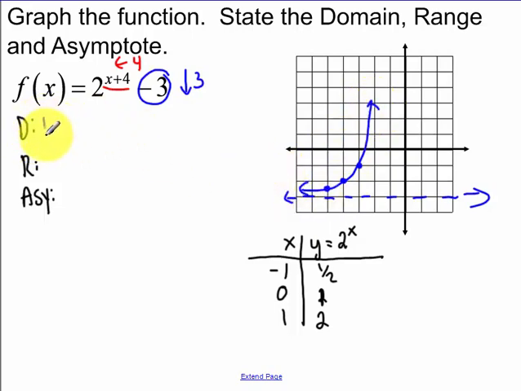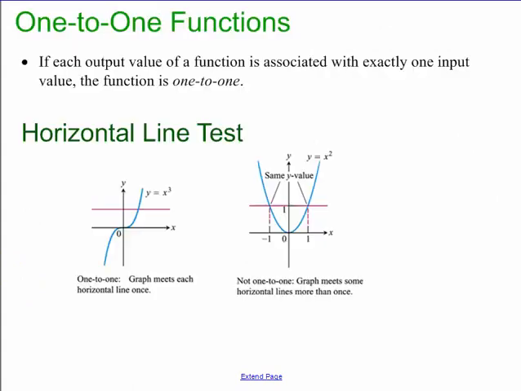So our domain is all real numbers. The range, y is greater than whatever your asymptote was, which was -3, and your asymptote is -3. And this should be a review from both Algebra 2 and Pre-Calculus. That's why I went through that fairly quickly.